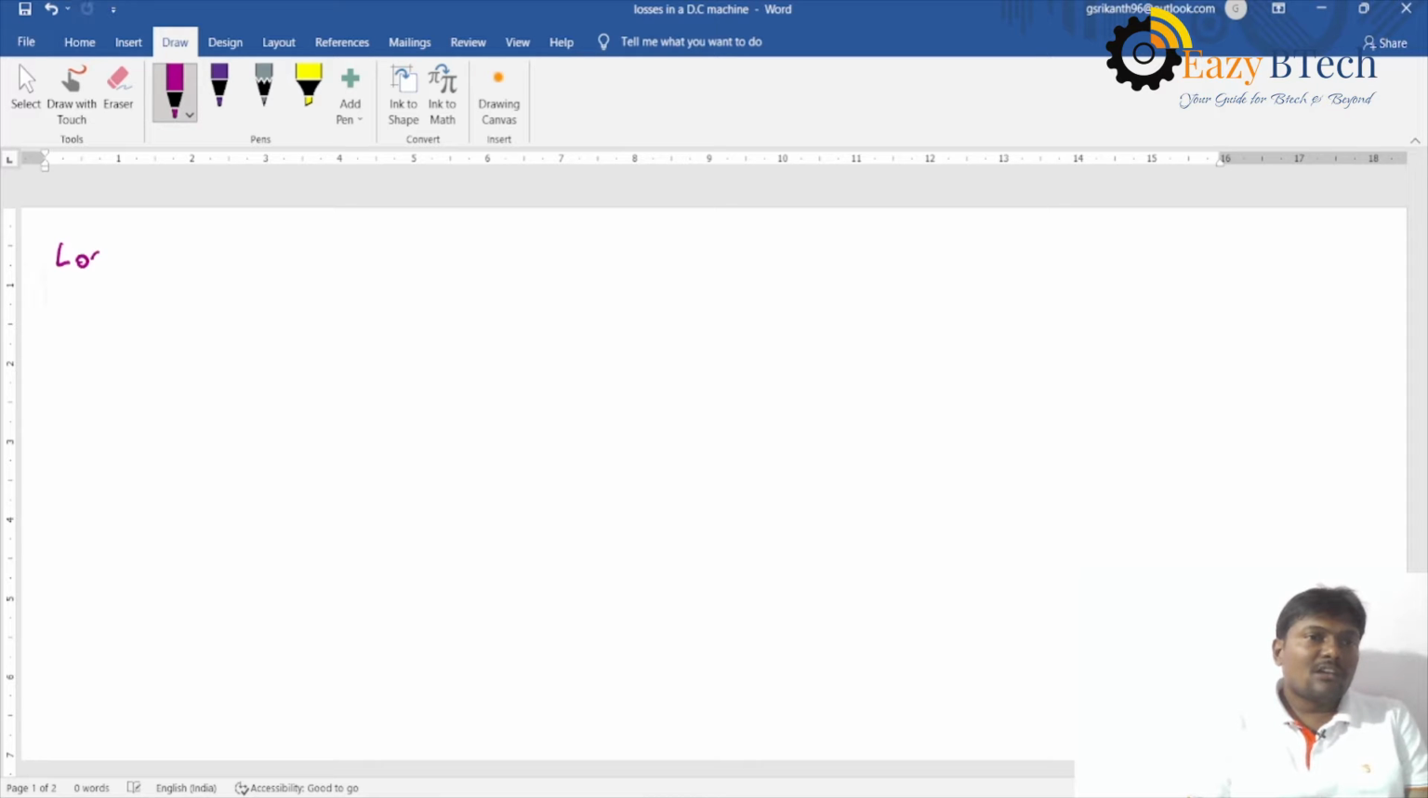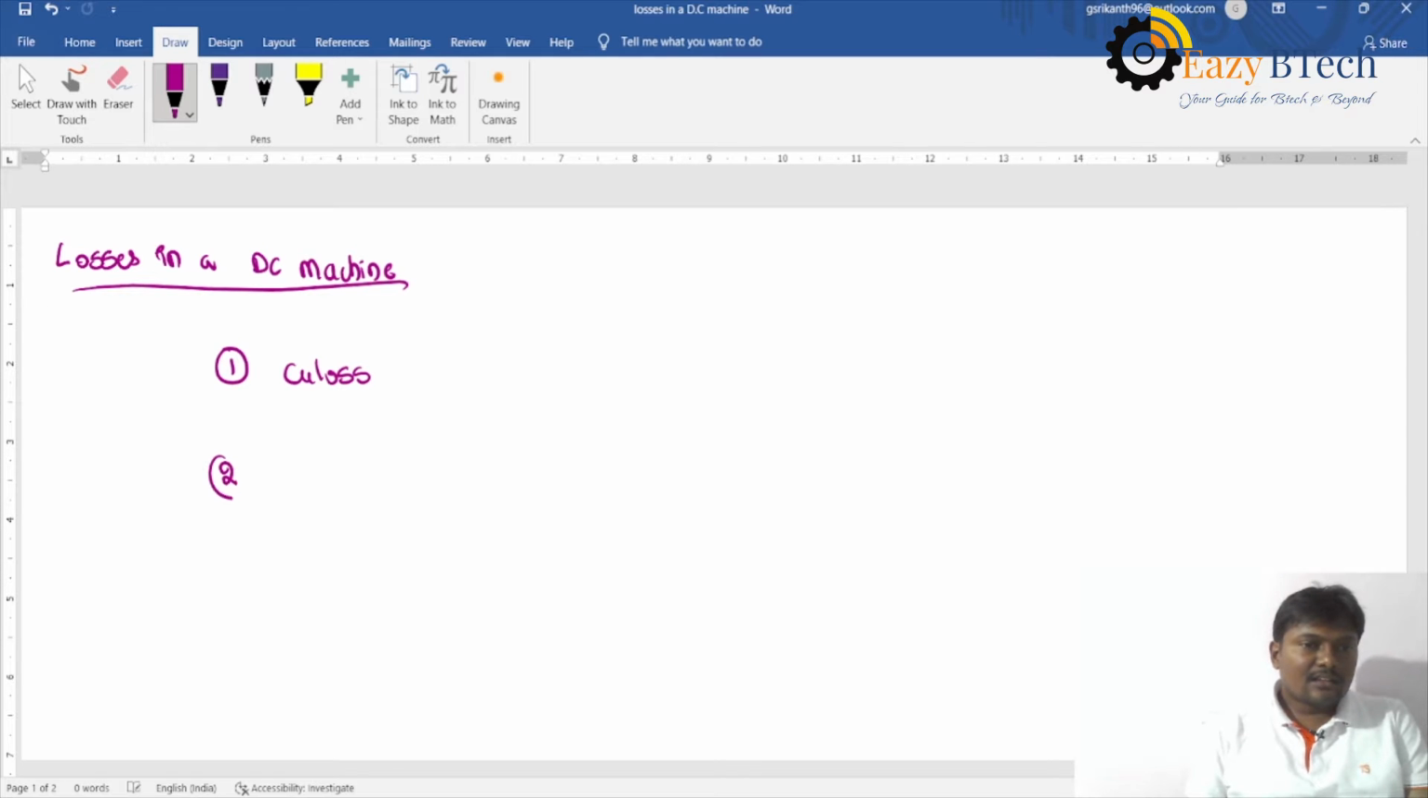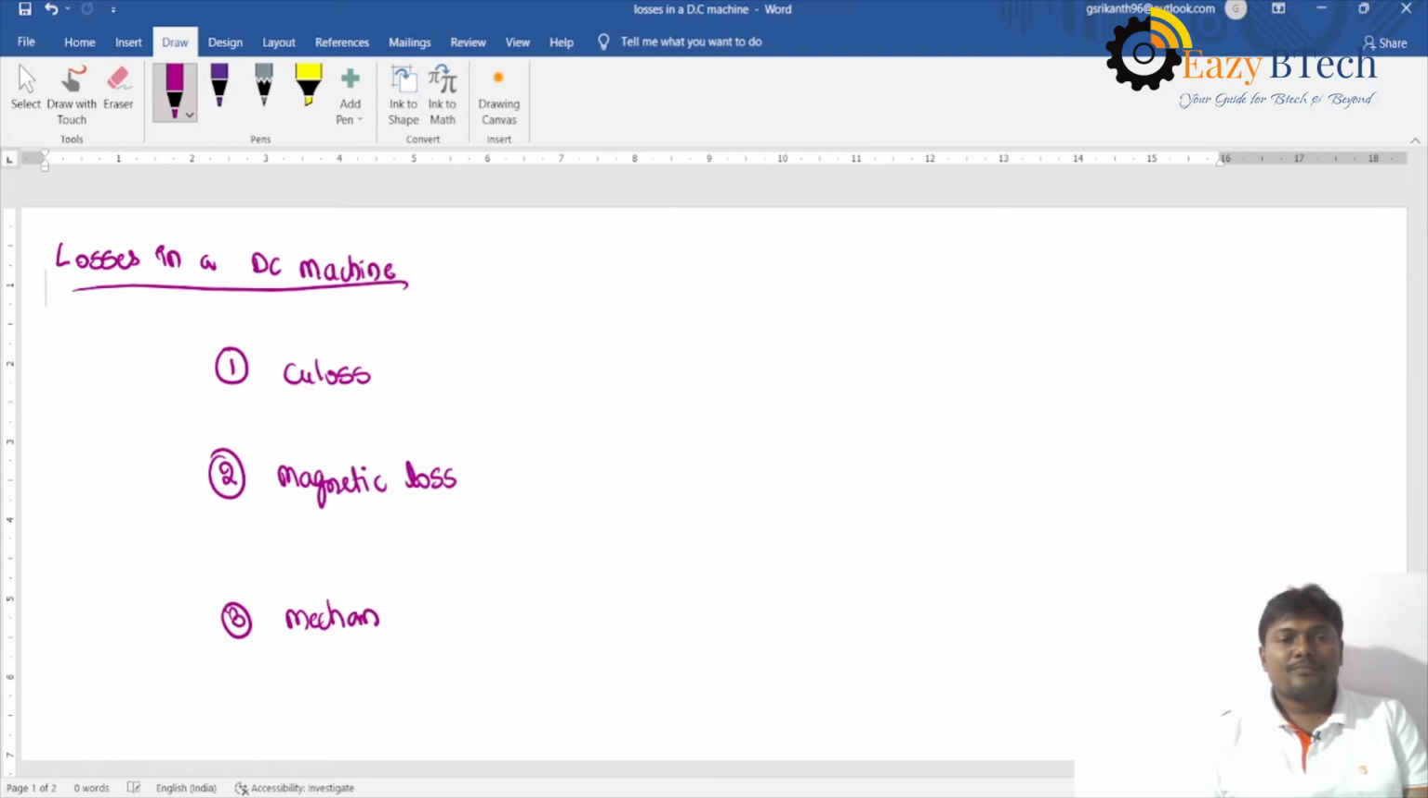And what are the losses in a DC machine? Losses in a DC machine. The first loss is called copper loss, the second one is magnetic loss, and the third one is mechanical losses. These are the losses present in our DC machine.